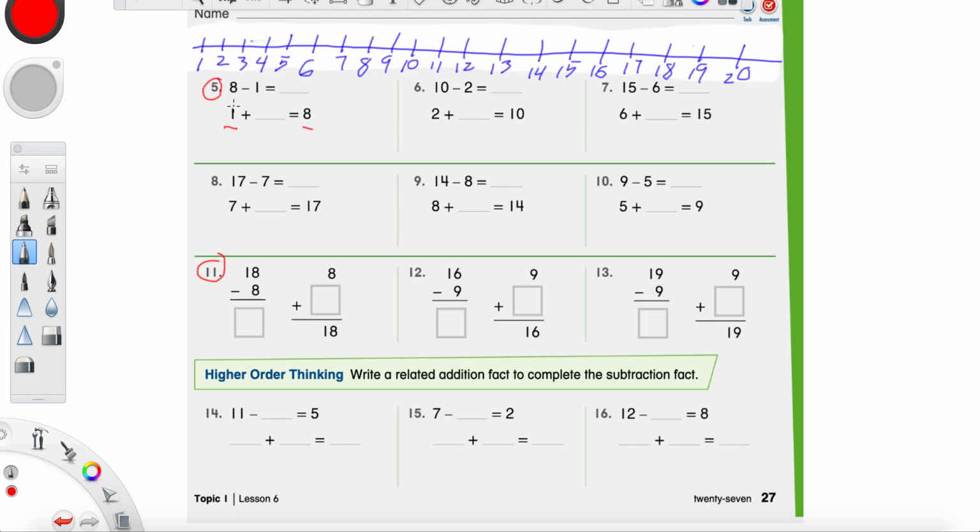We have our start number, and we have our whole. We just need to find our jump number. That's all we're doing, finding Mr. Jump. So start at 1, and then make a dot at 8. Count the jumps. 1, 2, 3, 4, 5, 6, 7. All right. So using this method, I got 7 for my jump number.